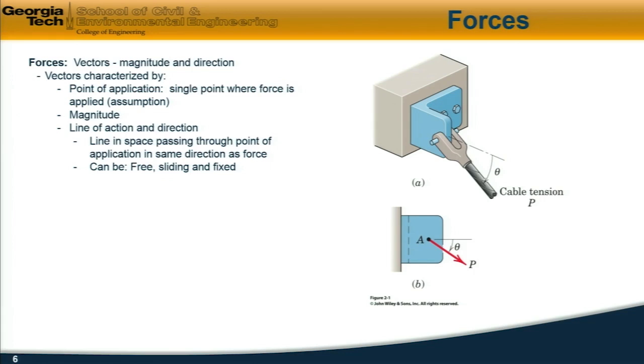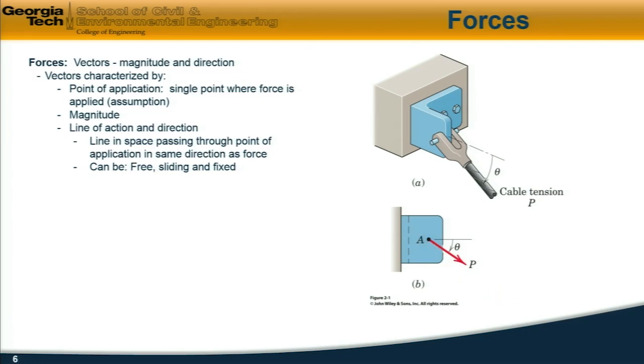So the line of action is a line in space which passes through the application of the force and is in the same direction as the force. So in this example, the point A here, where the force passes through the pin, is the point of application, and the line of action of the force is a line which is parallel to that force in that direction.